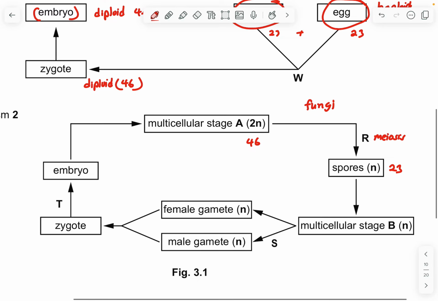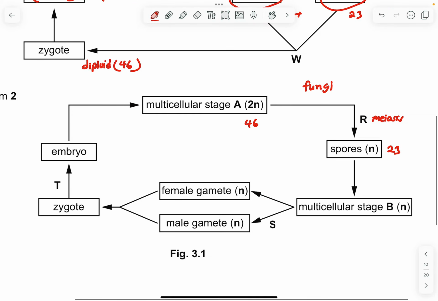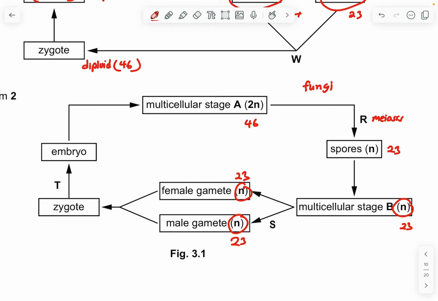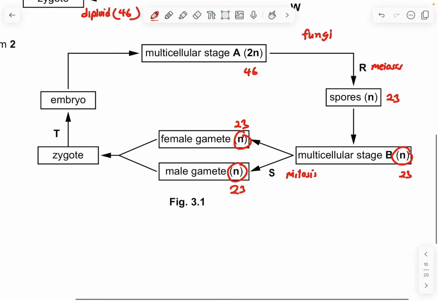And then you have meeting S. Okay, so multicellular stage from N, they become female gamete N, and then male gamete N. Immediately the number of this is 23, this is also 23, this is also 23. So this is undergoing mitosis because it did not become 2N to N. So the only way is 2N to 2N or N to N. So this is mitosis.